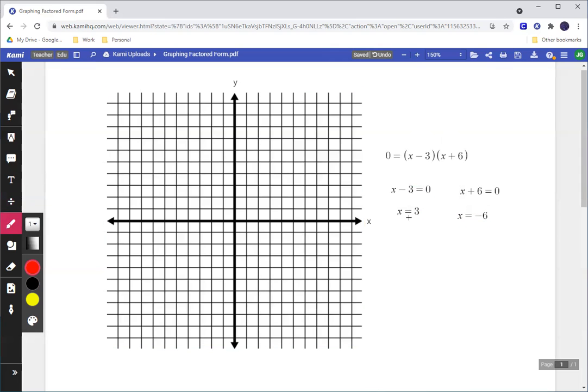In either case, whether x is 3 or x is -6, we already know the y-coordinate to be 0. So we know there are points (3, 0) and (-6, 0). So that's going to give us our x-intercepts here at (3, 0), and then again here at (-6, 0).